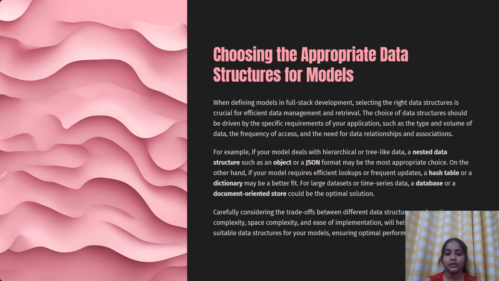association. For example, if your model deals with hierarchical or tree-like data, a nested data structure such as objects or a JSON format may be the most appropriate choice. On the other hand, if your model requires efficient lookup or frequent updates, a hash table or a dictionary may be a better fit.